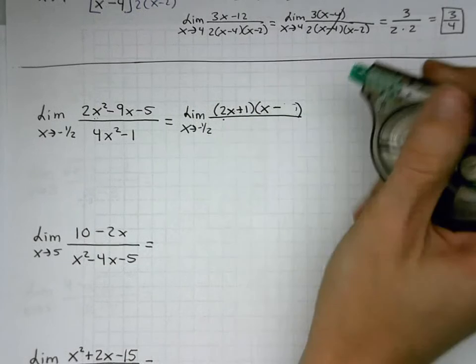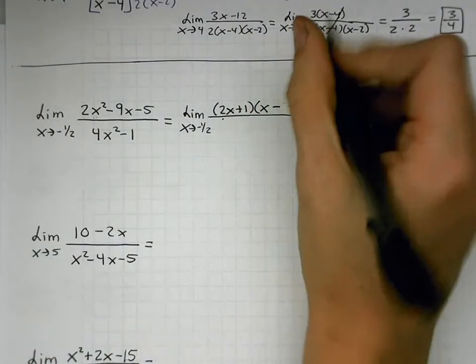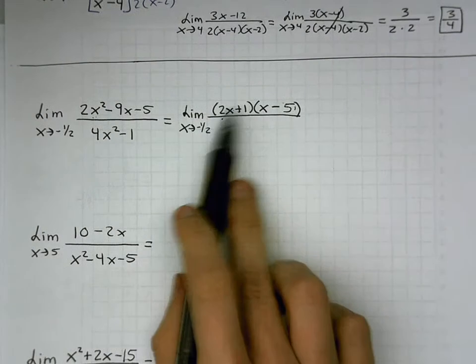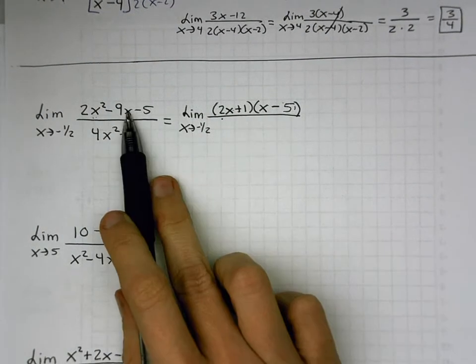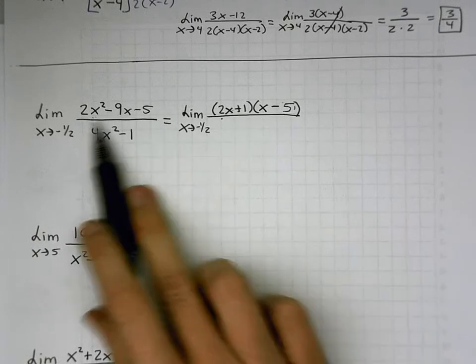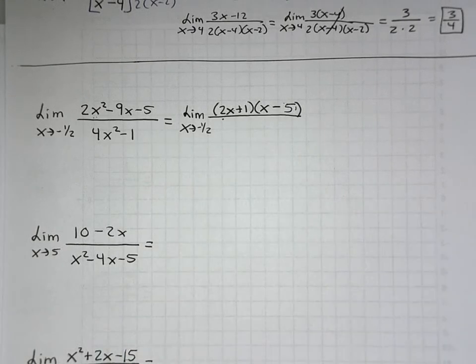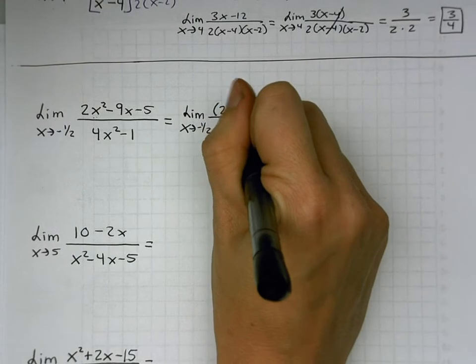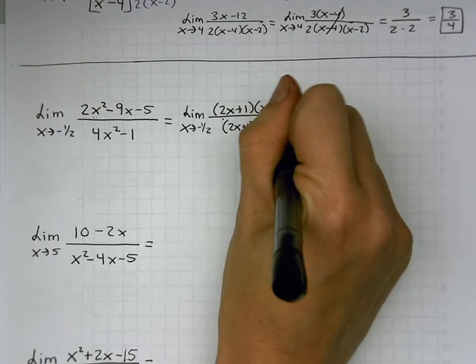That's not true. I apologize. This should be 5. Negative 10x plus 1x is negative 9x, and 1 times negative 5 is negative 5. Okay, so I know I FOILed correctly. In the bottom we have a difference of 2 squared, so 2x plus 1 times 2x minus 1.